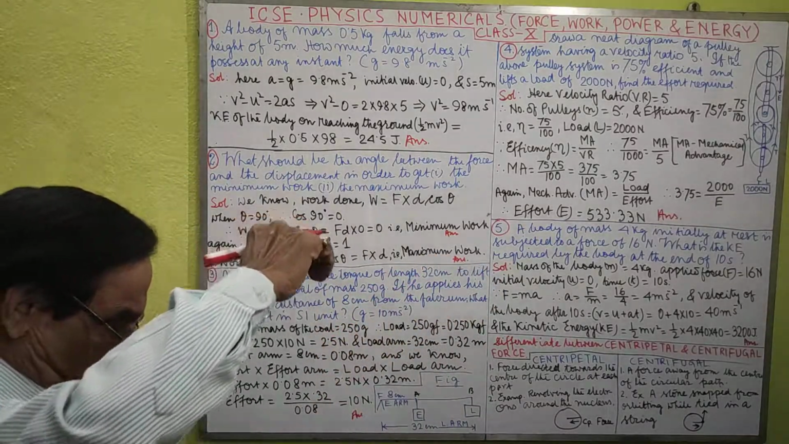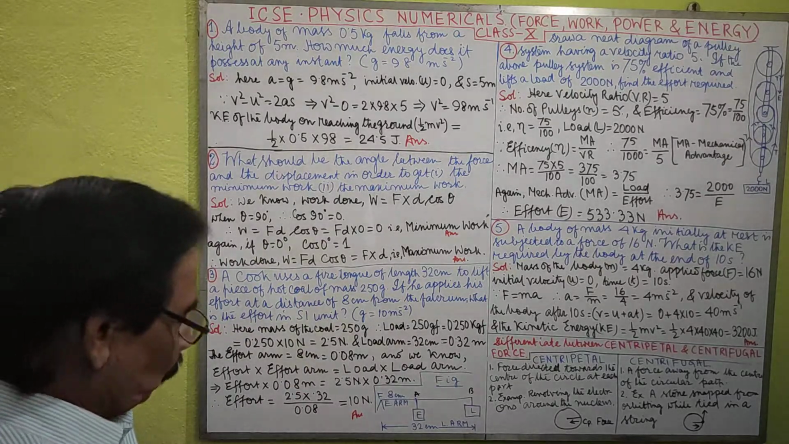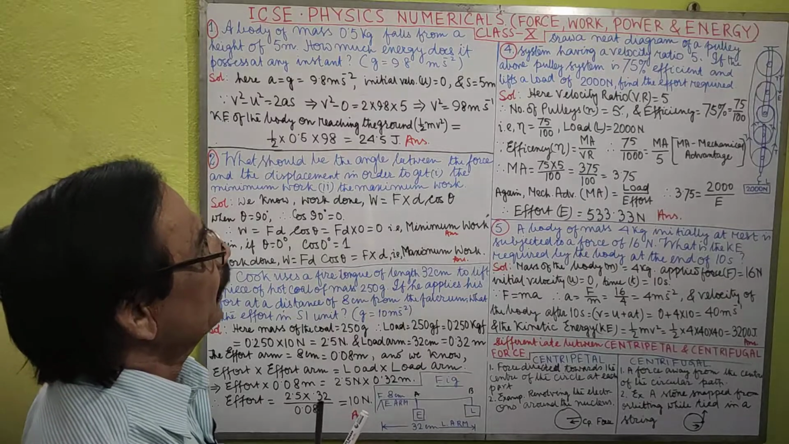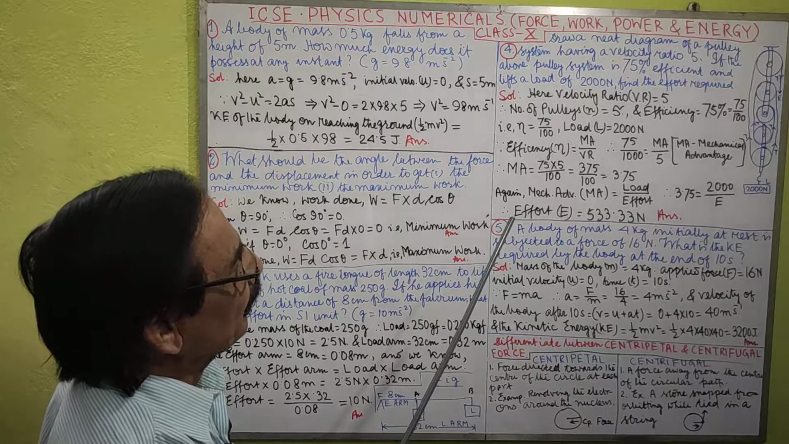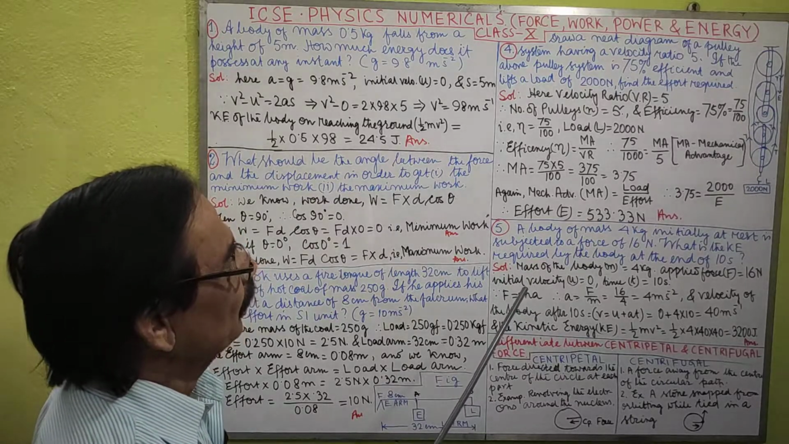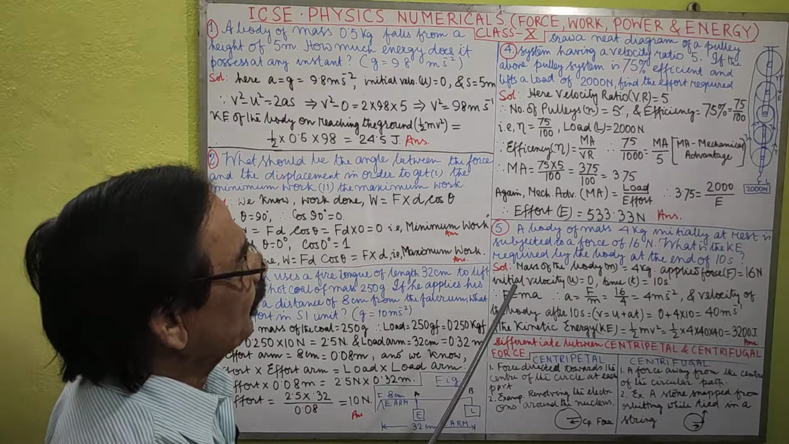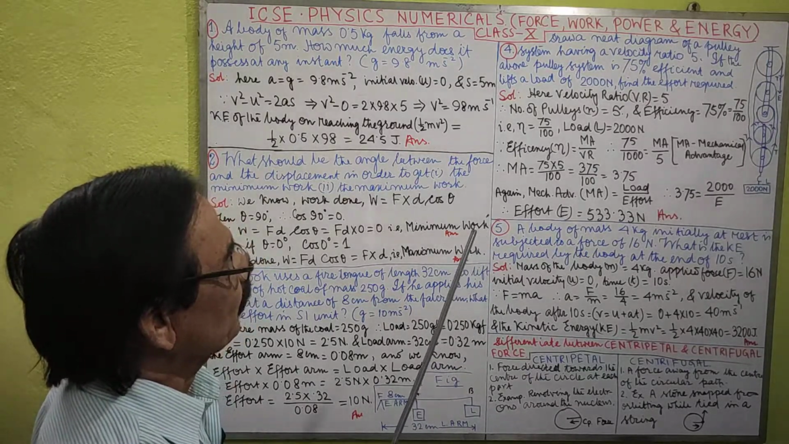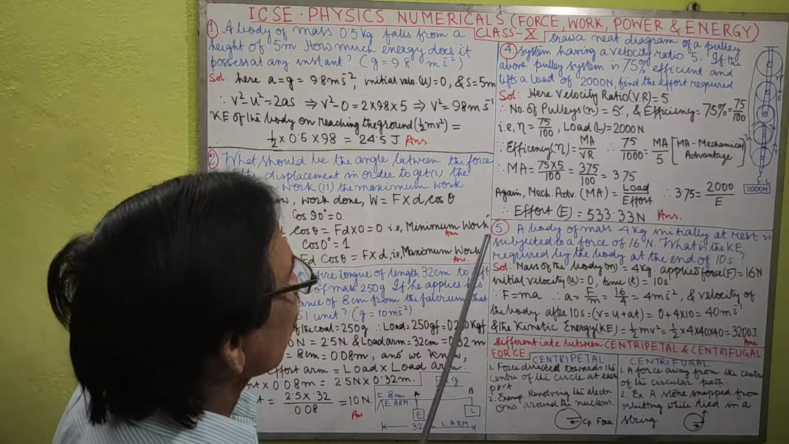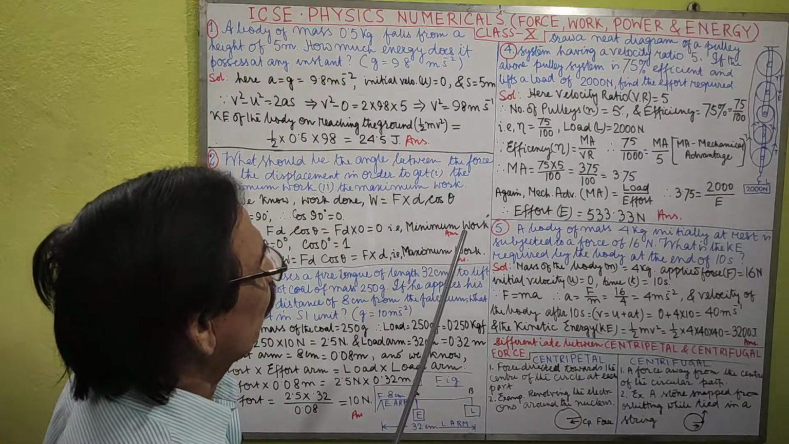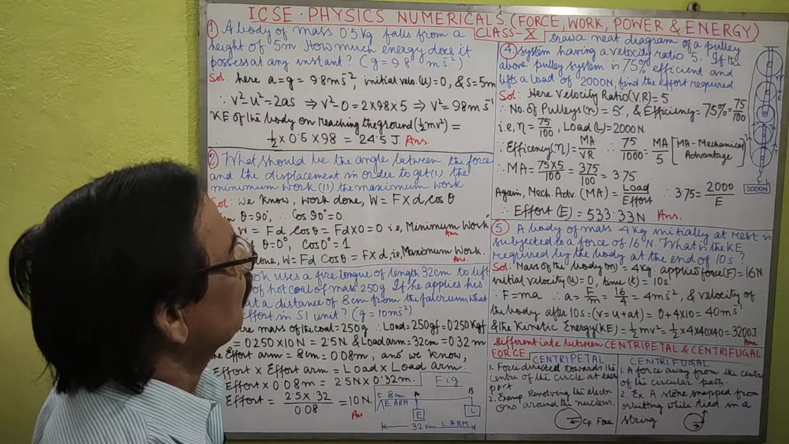Next, question 4. We have to draw a neat diagram of a pulley system having a velocity ratio 5. If the above pulley system has 75% efficiency and it lifts a load of 2000 Newton, find the effort required.